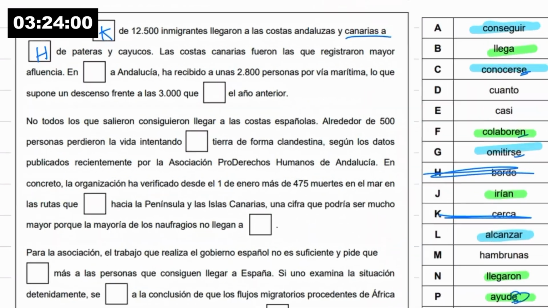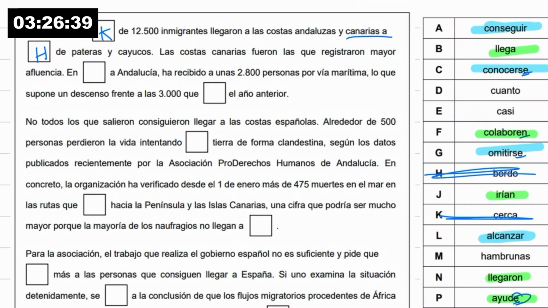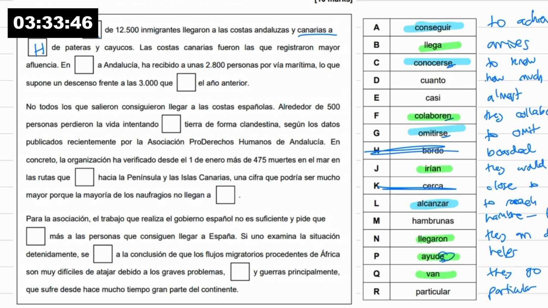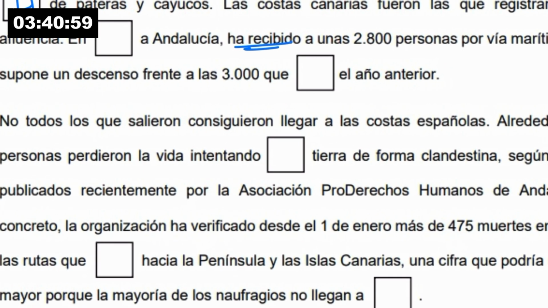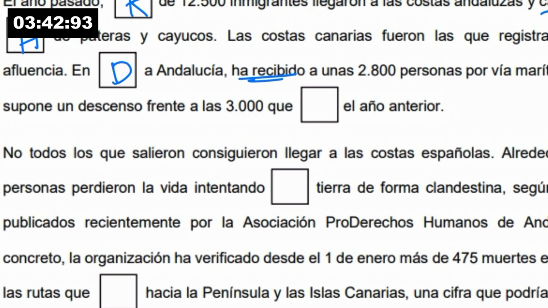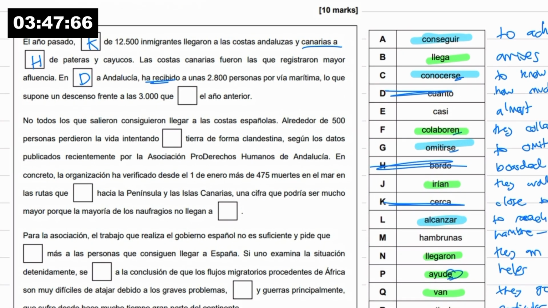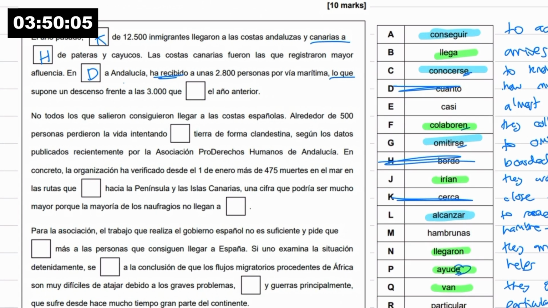Las costas canarias fueran las que registraron mayor afluencia. Doesn't matter, that sentence doesn't have a gap in there anyway. Okay, and something Andalucía. Ha recibido. So we've got the verb ha recibido there. En cuanto a Andalucía, in regards to, en cuanto is like with regards to, ha recibido a unas blah blah blah, lo que supone un descenso, like a decrease, frente a las 3,000 que something el año anterior.